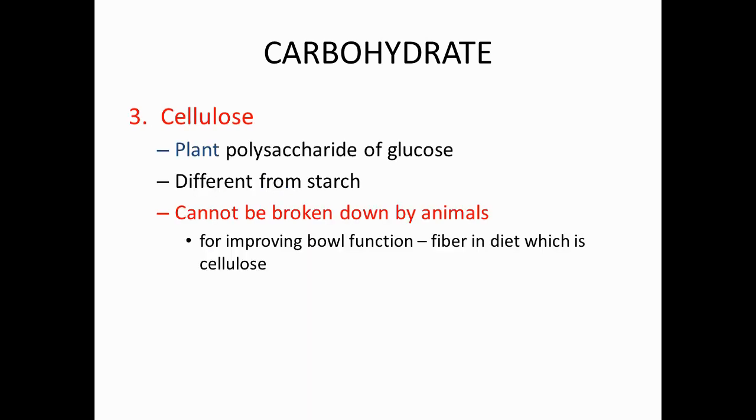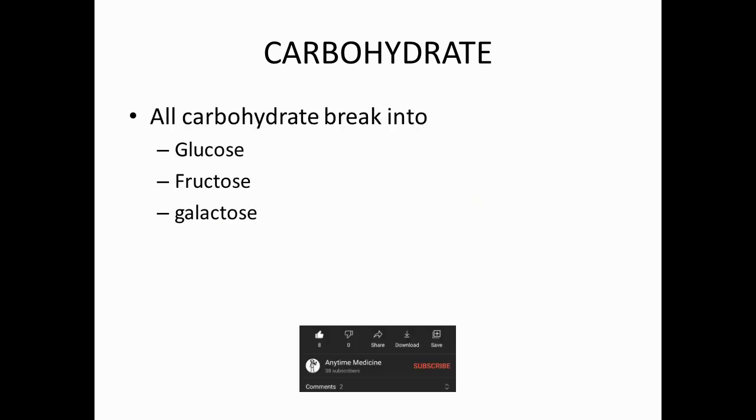The third polysaccharide is cellulose, which is also a plant polysaccharide made up of glucose, and this is different from starch, and it cannot be broken down by animals. That's why we give it in the diet as fiber for improving bowel function. Remember that all carbohydrates always break into glucose, fructose or galactose, any of these three structures.